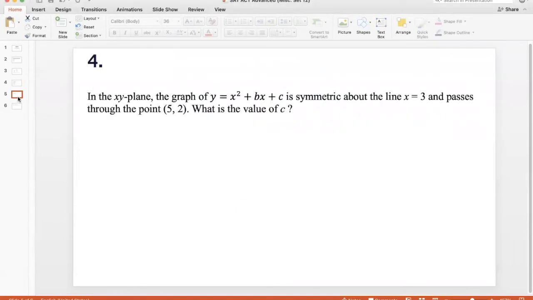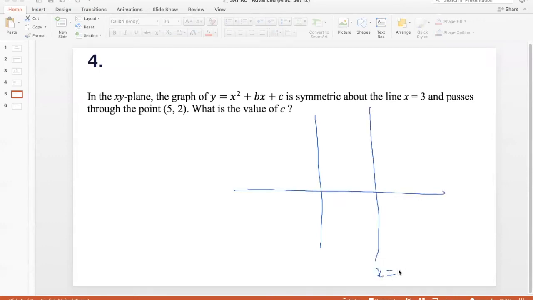Question 4. In the xy plane, the graph of y is equal to x squared plus bx plus c is symmetric about the line x is equal to 3 and passes through the point (5, 2). What is the value of c? So this is a parabola, and we are told that it is symmetrical about the line x equal to 3. So let's say this is the line x equal to 3. So my parabola will look something like this, right?